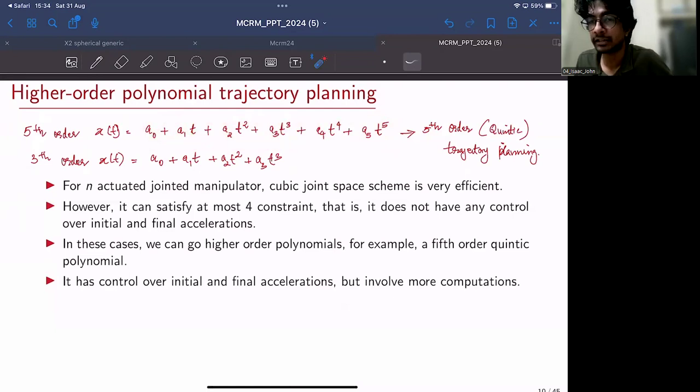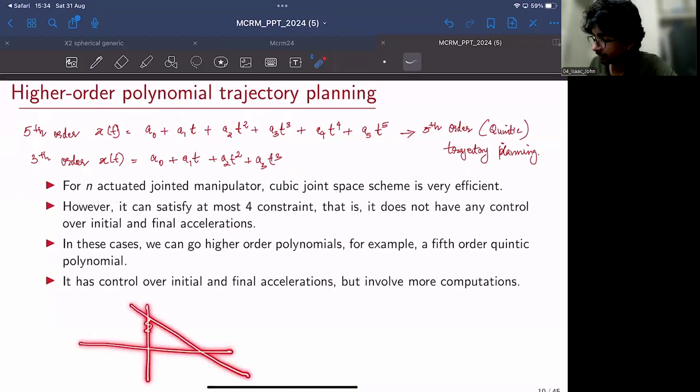For a quintic polynomial, the accelerations will also start from 0. Yes, that is correct. Because if you take a look at the third order polynomial, the acceleration profile would look something like this. It will have a sudden finite acceleration at the beginning and a sudden finite acceleration at the end.